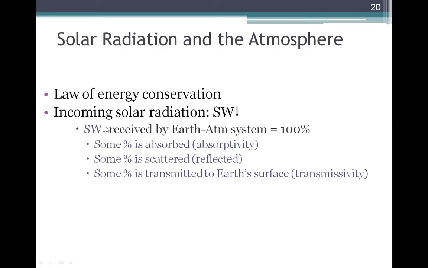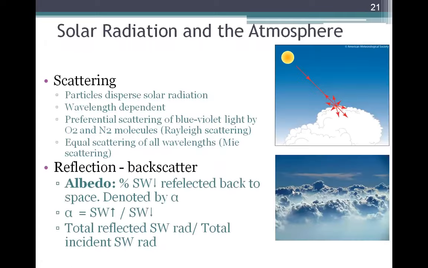If we imagine that the amount of incoming shortwave radiation that's received by the Earth atmosphere system equals 100%, so all of it, then we can use the law of energy conservation to start to account for what happens to that energy as it passes through the atmosphere and reaches the Earth. Some of it is absorbed, some of it is scattered, and some of it is actually transmitted to the Earth's surface. So we'll talk about these different things, and we'll start by talking about scattering.